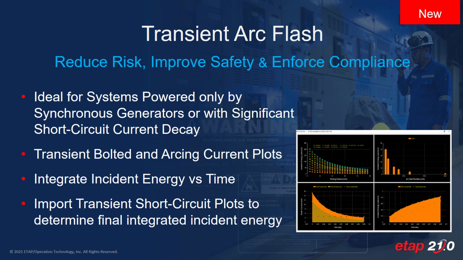ETAP arc flash has had a decay method in place which has been used for over a decade with great success. However, in version 21, a more accurate method has been introduced to allow engineers greater flexibility in determining the incident energy using transient short circuit currents.